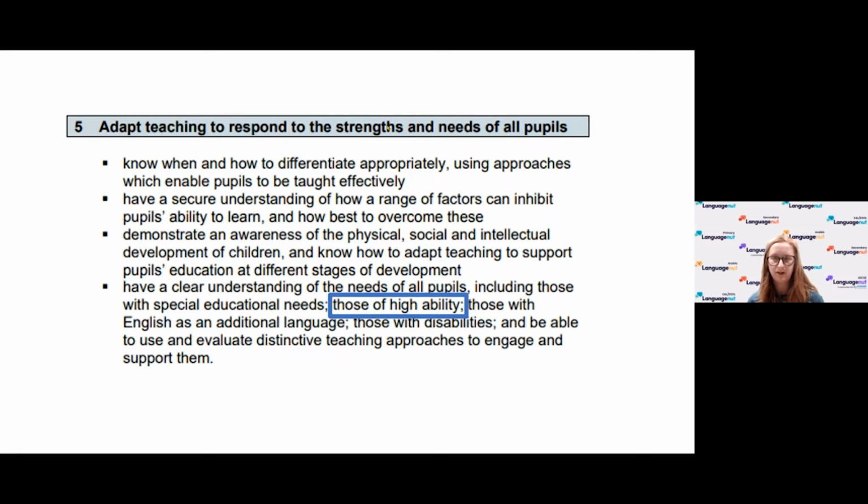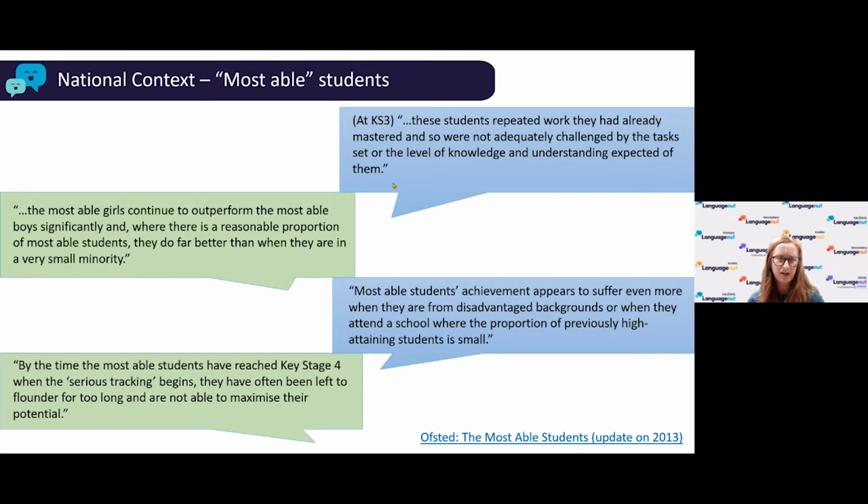So first of all, having a little look at the national context of what Ofsted deems to be a most able student, and also the national context of how those students are achieving in the UK. You can see I've got some quotes up here from the most recent deep dive that Ofsted did on most able students. And this was written in 2015, and that itself was an update on a report that was done in 2013.